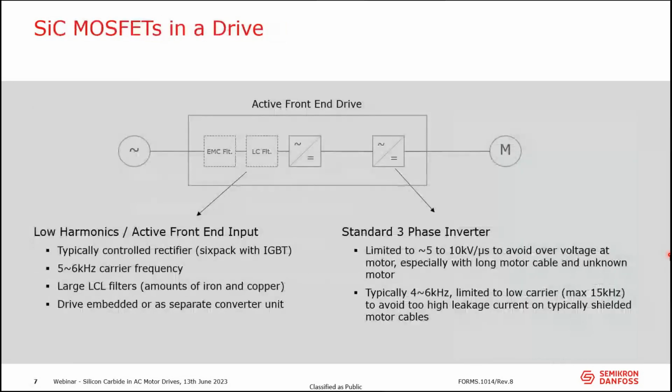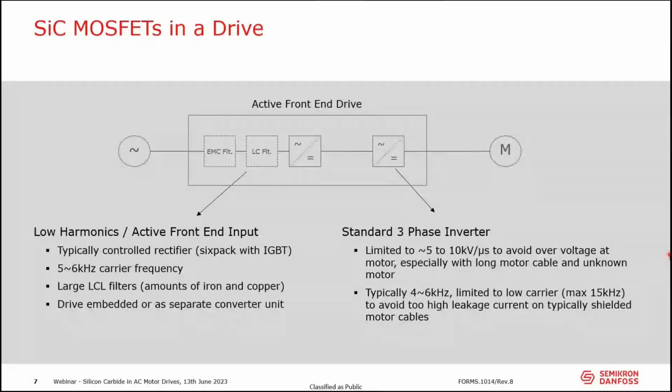So what I did for this presentation, basically, I took, like you see here, an active front-end drive, and this typically consists of two parts. We have the active front-end, the active in-feed converter, which is typically a 6-pack with IGBTs, so a controlled rectifier, switching frequency normally 5 to 6 kilohertz, and it always comes with large LCL filters to filter the harmonics.